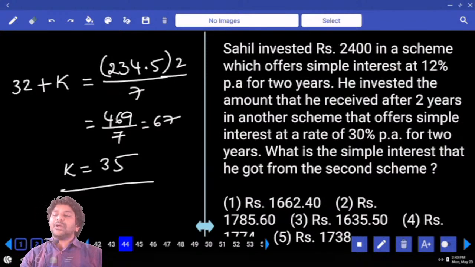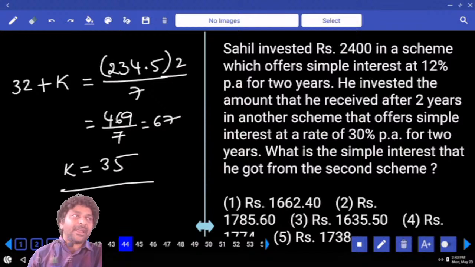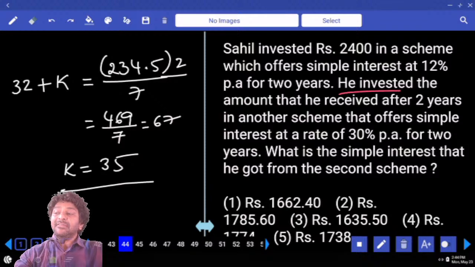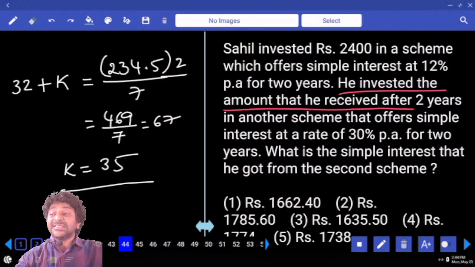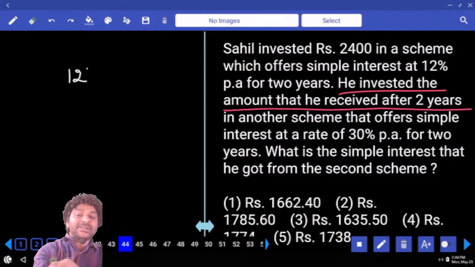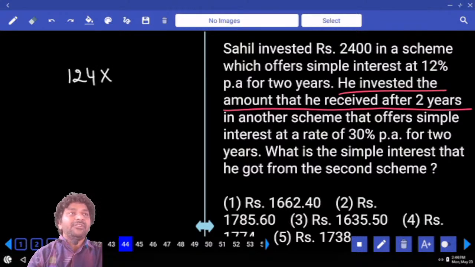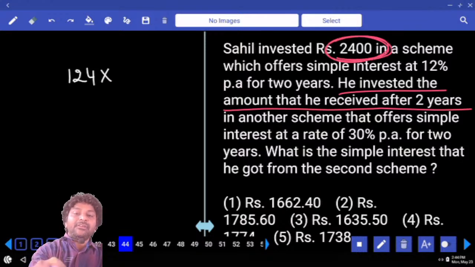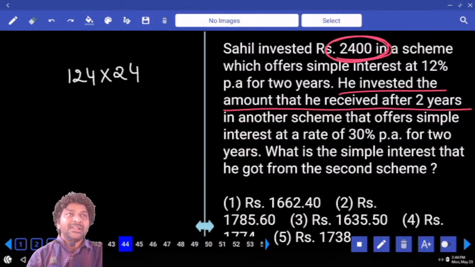Next, Sahil invested 2,400 in a scheme which offers simple interest at 12% per annum for 2 years. Simple interest at 12% per annum for 2 years is going to be 24%. If interest is 24%, how much is the amount? 124%. Can I write it as 124 into 1% value? What is 1% of the principal? 24. This is the amount that he is going to receive from the first scheme.